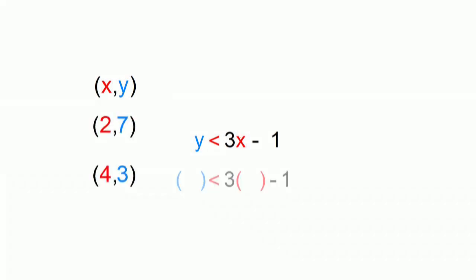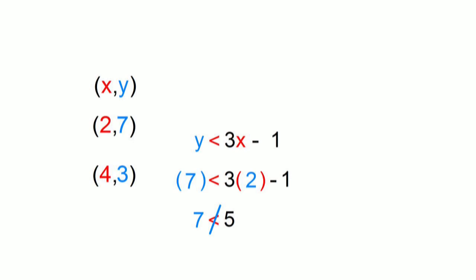To test the point 2, 7, I plug in 7 for y and 2 for x and do the arithmetic on the right side to see if it's true or not. On the left side I have 7, and on the right side 3 times 2 is 6, and 6 minus 1 is 5. Reading the answer, is 7 less than 5? No, it's not. So that point will not keep the inequality true.